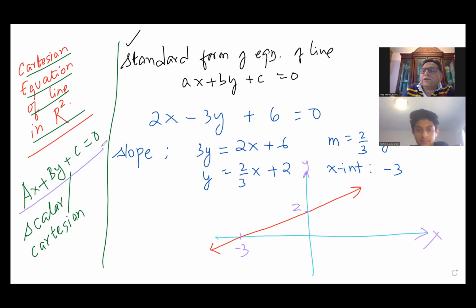Now, I would like to draw your attention to one very important thing here. We know that the slope is 2 over 3, right? If the slope is 2 over 3, then what is the normal, the perpendicular slope? -3 over 2. Minus 3 over 2. Do you notice that this is -3 and this is 2?